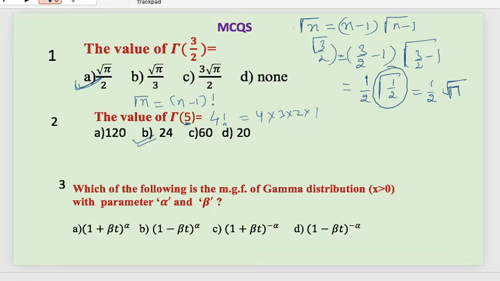The third question is the MGF for the gamma distribution. We have just seen it is a memory based problem, and we always have 1 upon (1 minus beta t) to the power alpha, and it can be written in this form. So option D is the correct form. This was a memory based question.